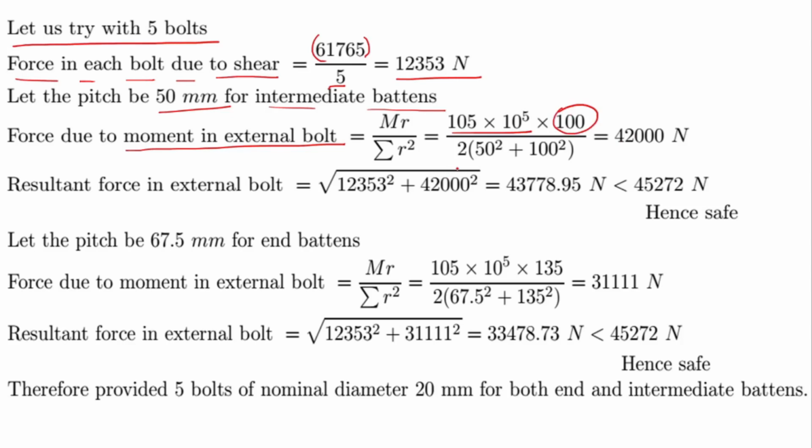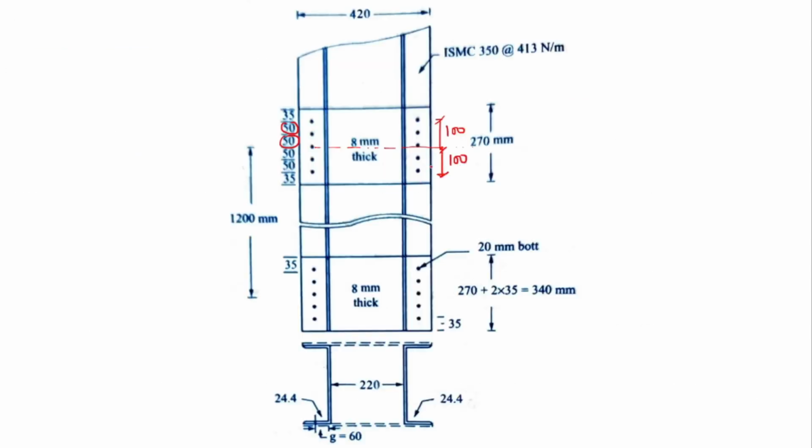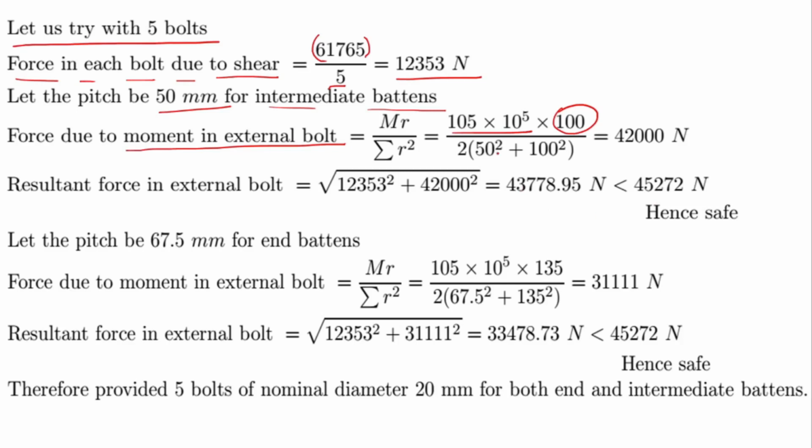Then for summation of R square, we have to sum up the distance of each bolt from the center line and their squares. This distance is 50 mm and this is also 50 mm, so 2 into 50 square. Then for these two bolts the distance is 100 mm each, so 2 into 100 square. If I take common 2, it is 2 times 50 square plus 100 square. So that is the summation of R square. And the force due to moment in external bolt is calculated as 42,000 Newton.